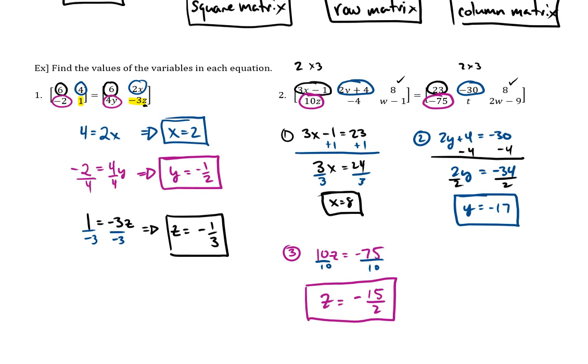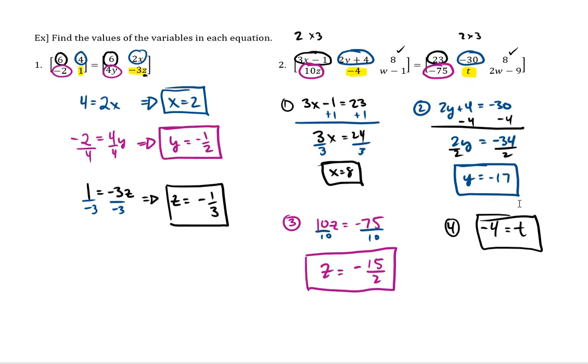Let's keep it going. I'm going to go to highlighter now since I've used my colors. So here's our fourth thing to solve. And that is already solved. So I will just number it number 4 still and say, well, -4 is equal to t. It is solved for us. Cool, so we don't have to do any extra work.